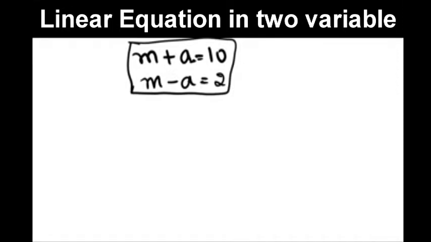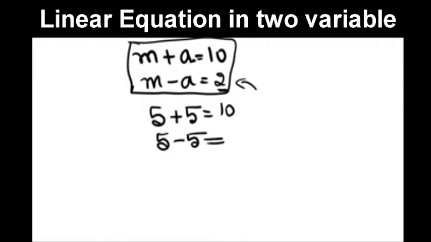So for example, in this one, I will consider the values 5 plus 5 is 10, right? And there are also many values, and I will substitute this value in equation 2. Let's see, shall we get 2 or not? So 5 minus 5 is not equal to 2, which means the values I have chosen are completely wrong.